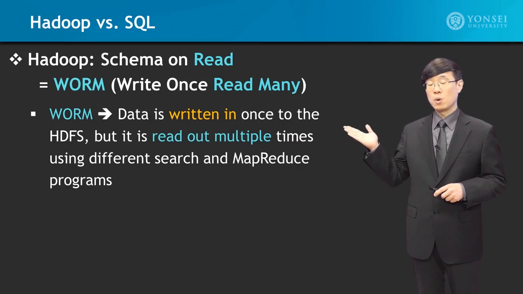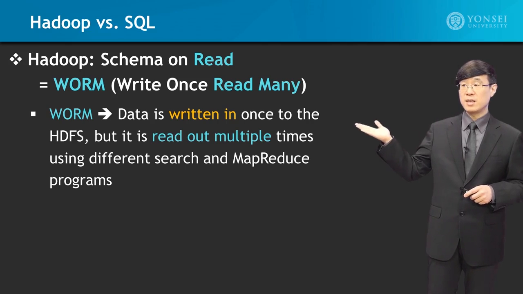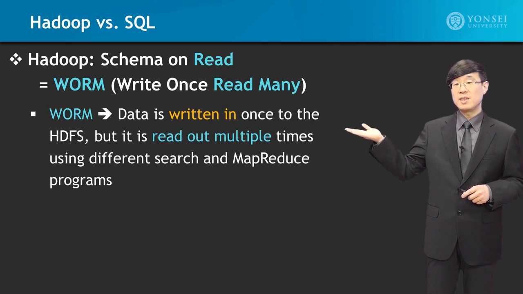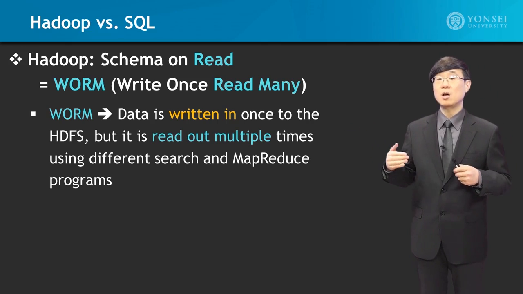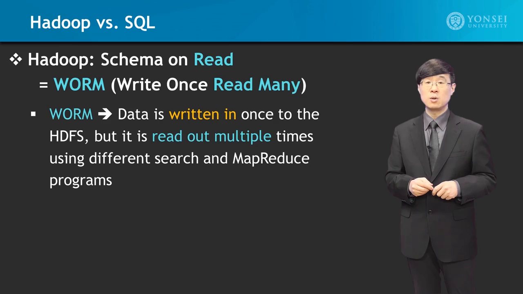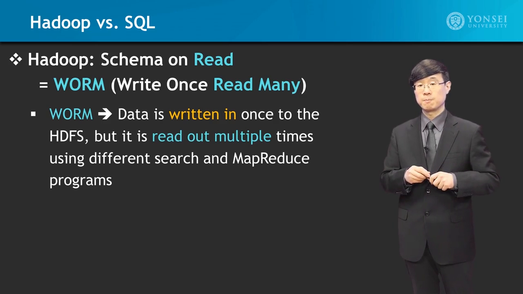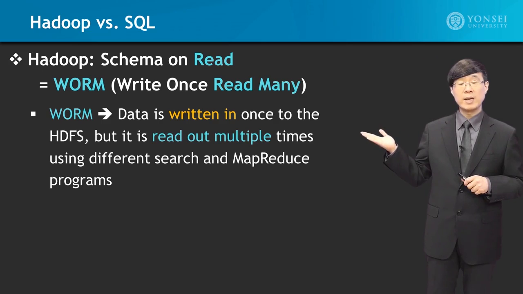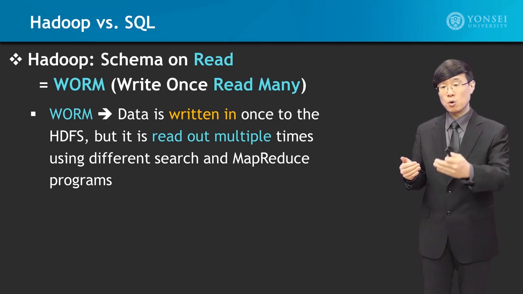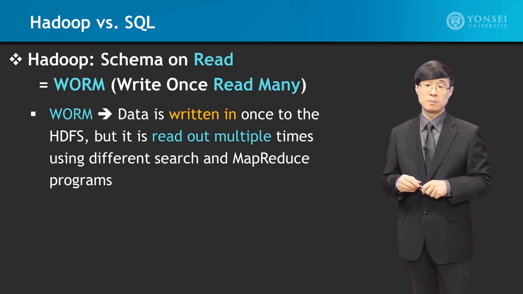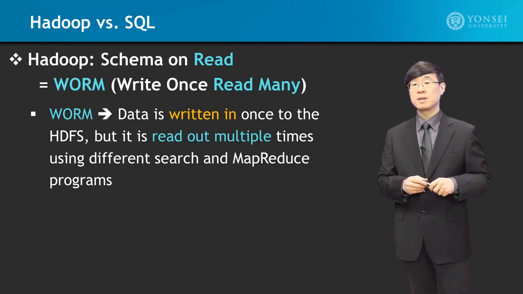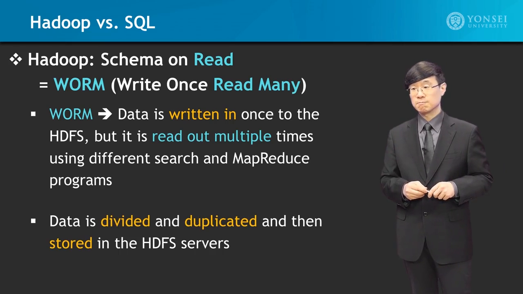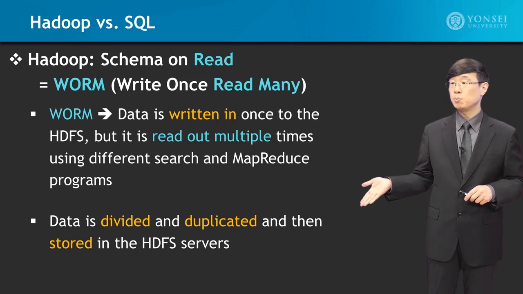Write once into the HDFS, the Hadoop Distributed FileSystem, and read many. Well, you write it once and then you read it out multiple times, and these readouts are based on different queries that you want to look into and extract data from the database. So the multiple readouts will be all based on what program code is used to extract what, based on different programs that execute MapReduce.